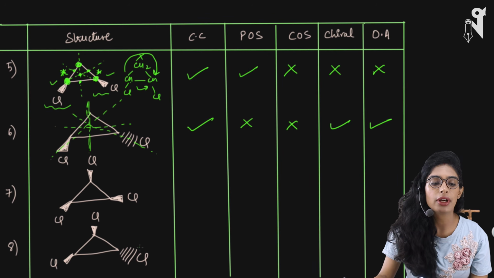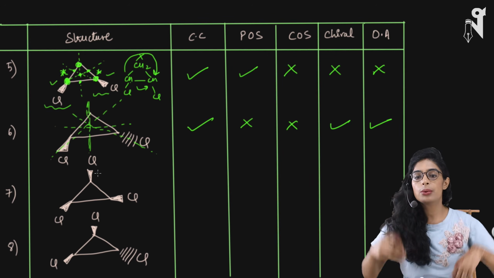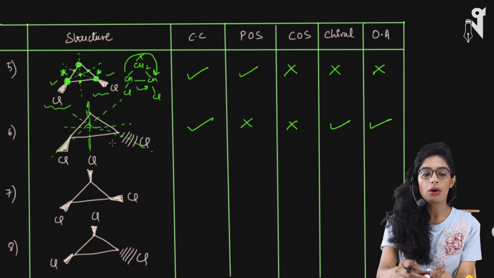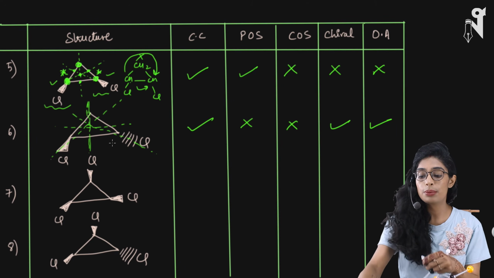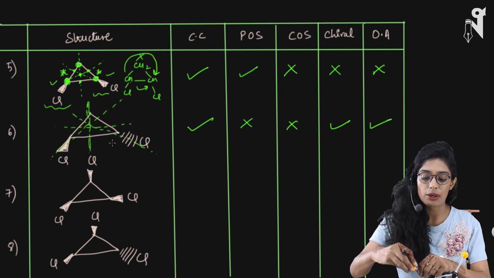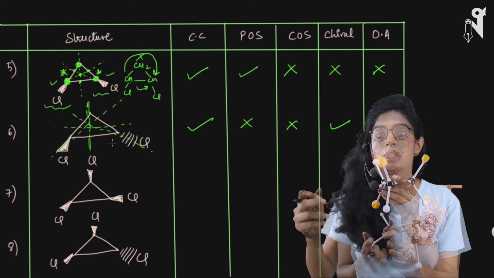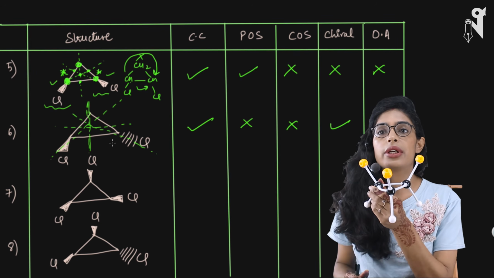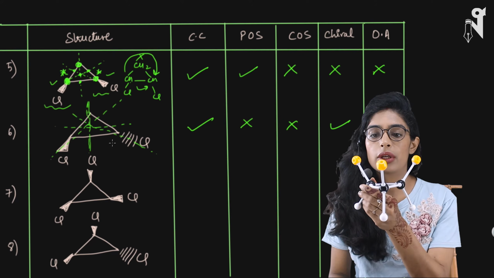In the next example, we have three chlorines towards the viewer. So this is how the molecule structure is, but I will not show you the POS in the molecule structure. You will have to imagine it on your own. So this is your molecule. I have all three chlorines facing towards the viewer. This is how the molecule looks.